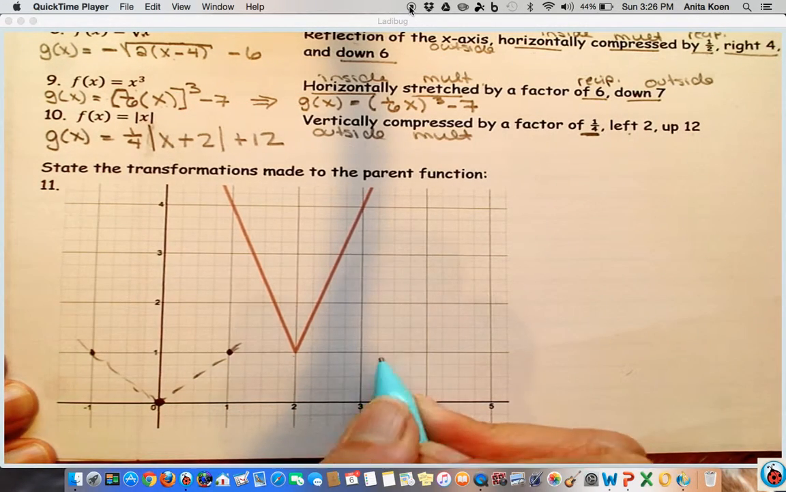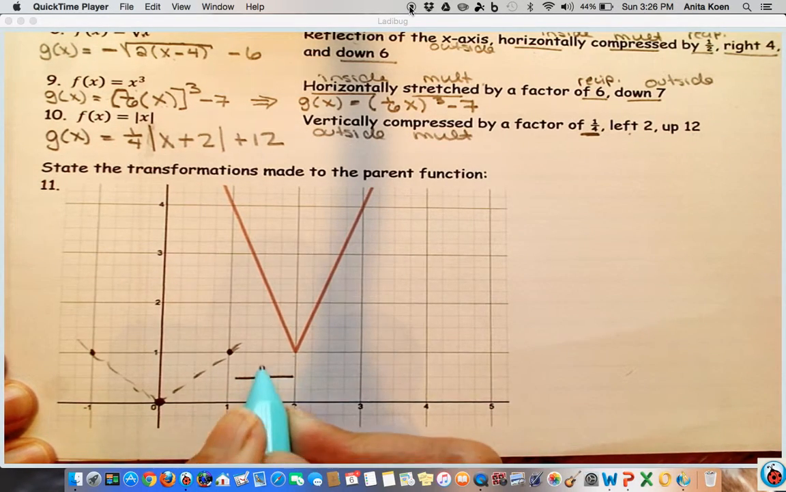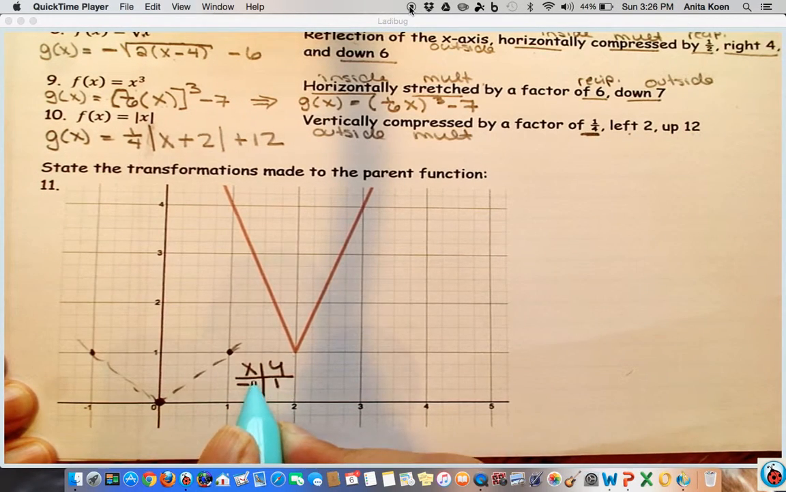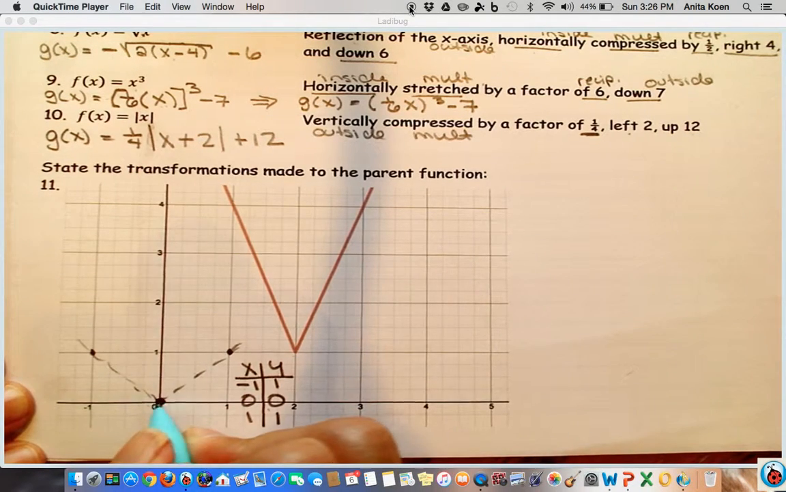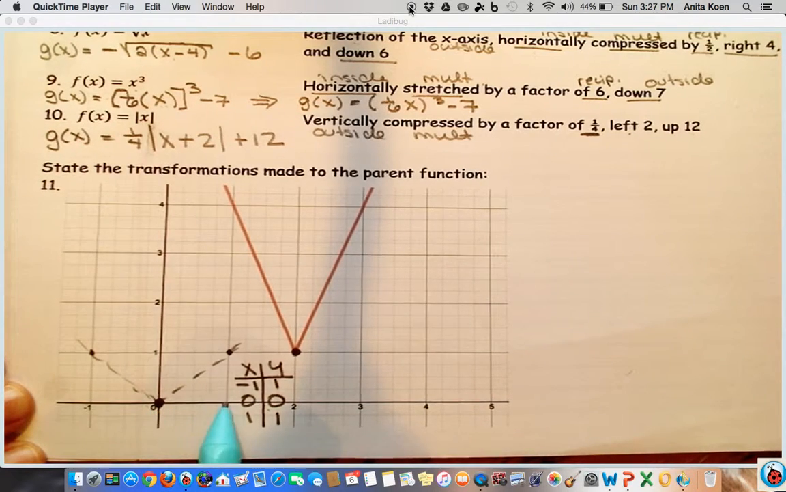So I'm going to go ahead and write the table right here for this normal parent function. So this is x, y: negative 1, 1, 0, 0, and 1, 1. This is the table for this parent function. Now, I'm going to look at this and say, where did this vertex move to get here? Well, I noticed that it moved 2 to the right.